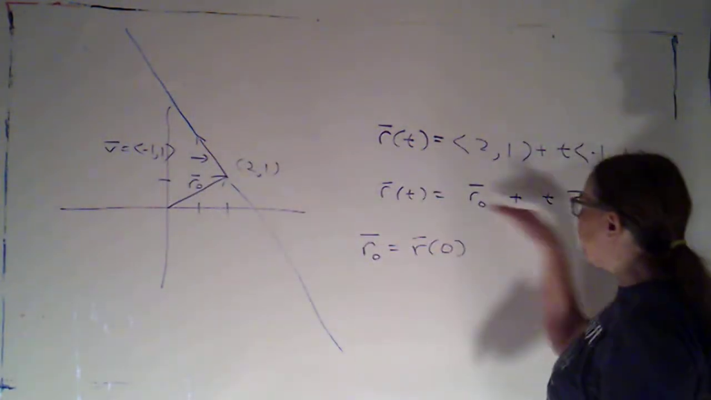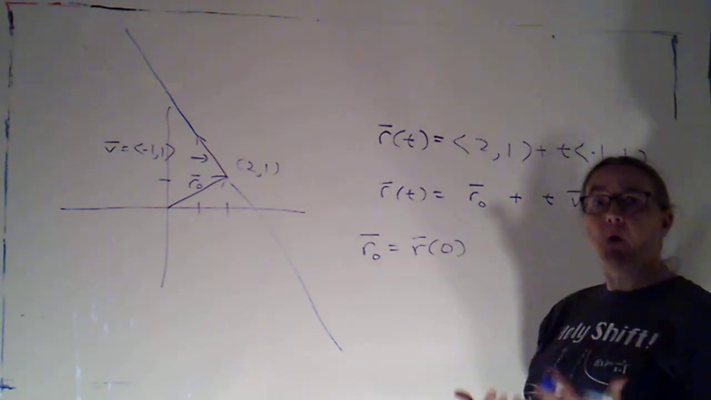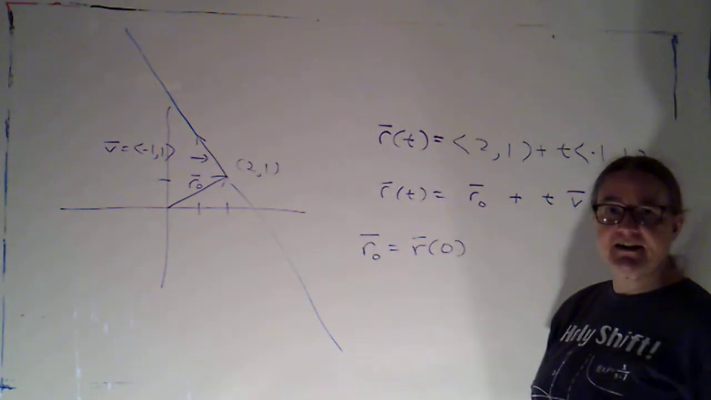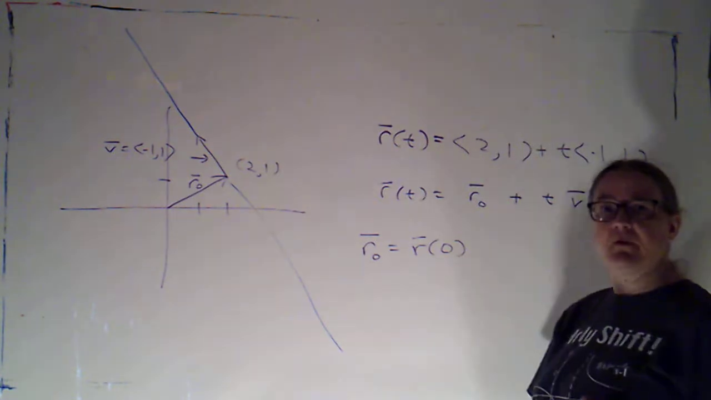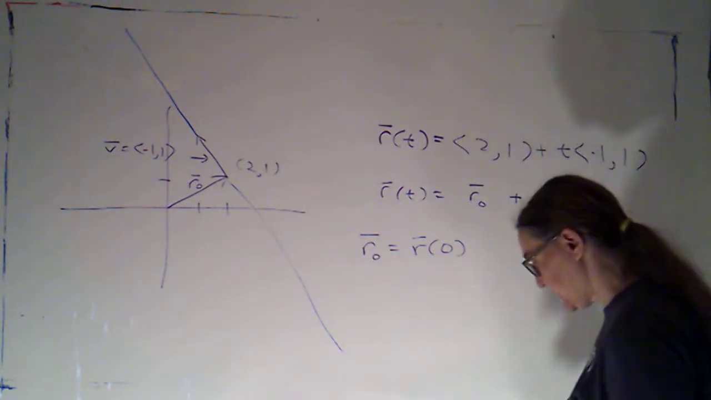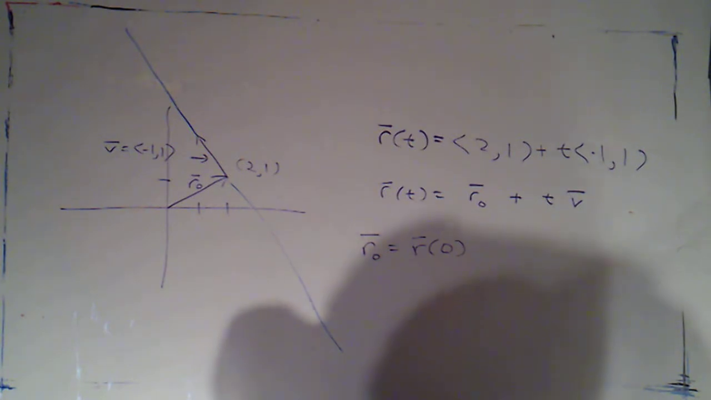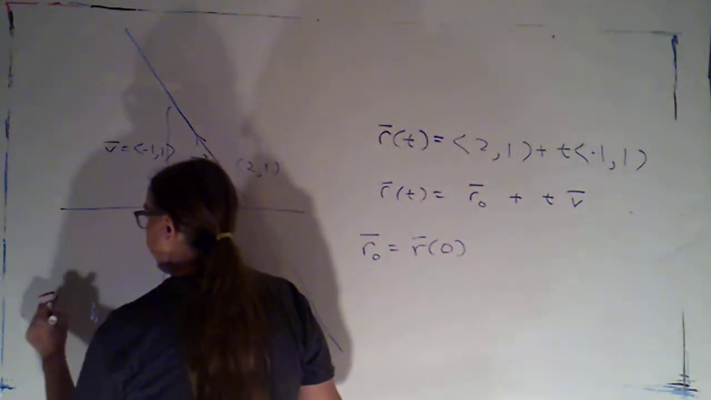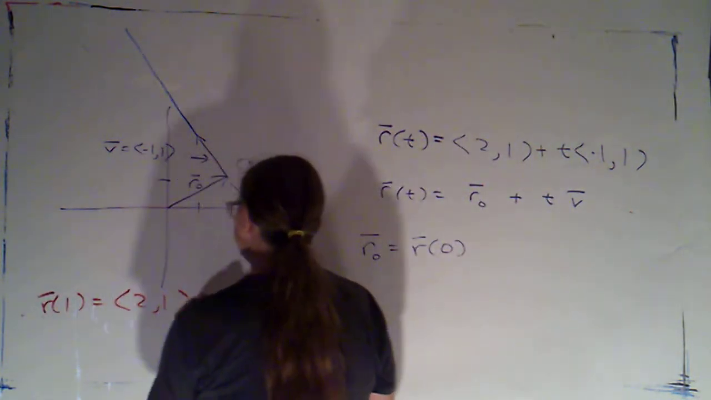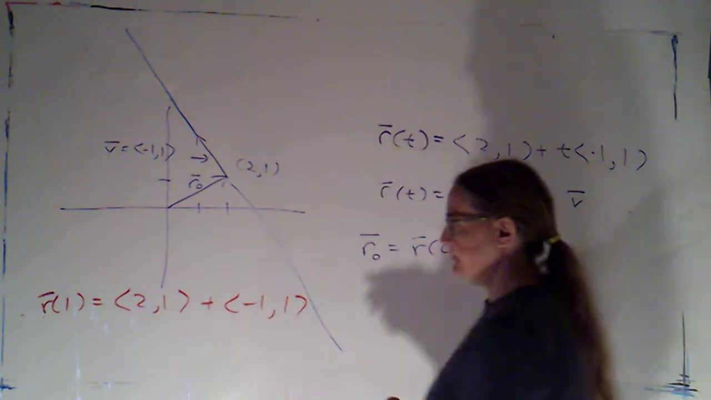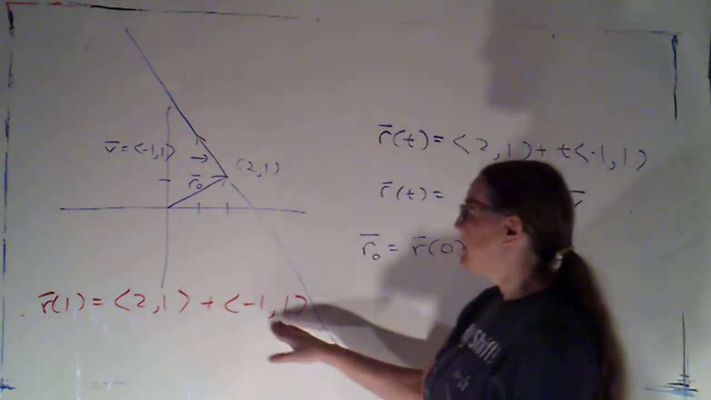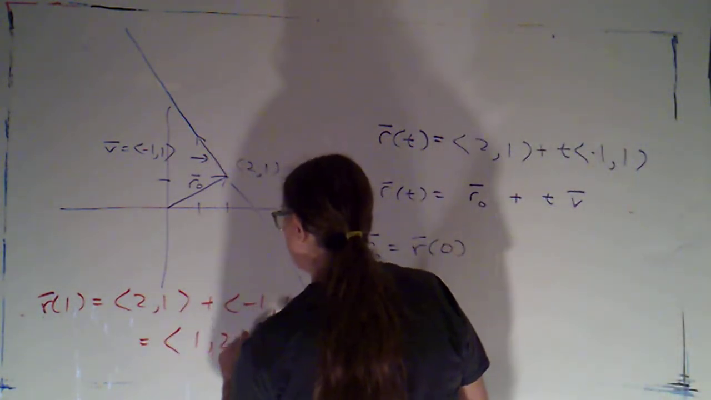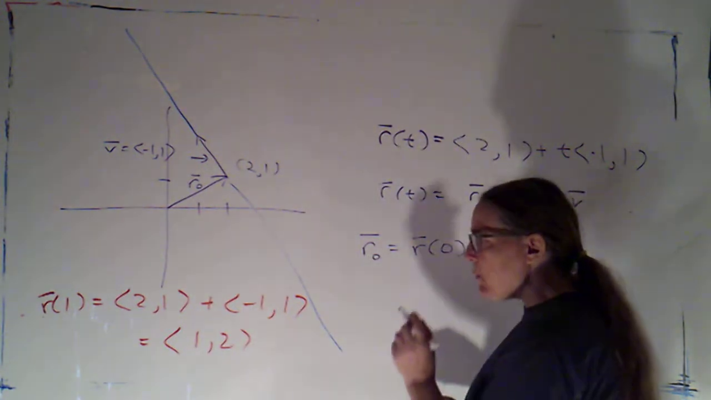Now again, remember when I'm graphing this, I'm going to be graphing infinitely many points, not infinitely many vectors. But in understanding the way the equation works, it can be useful to graph just a few of the points as actual vectors. So let's just take a look at what I would get at r of 1. R of 1 would be 2, 1 plus negative 1, 1. Okay, so that's my starting point plus 1 copy of my direction vector. So that's going to be 1, 2. Okay, well, let's see how we get there.